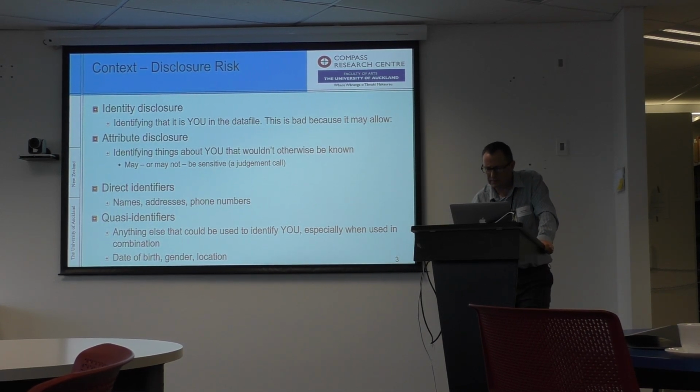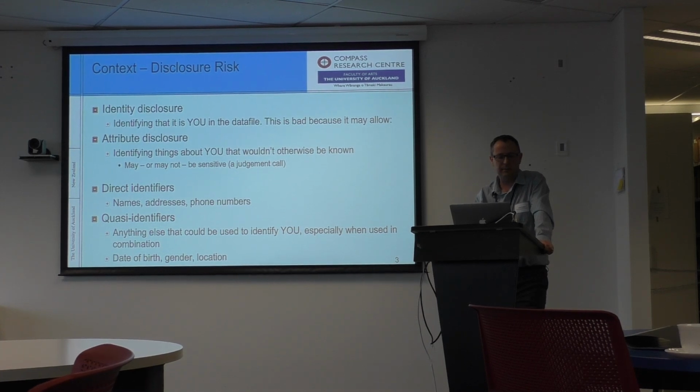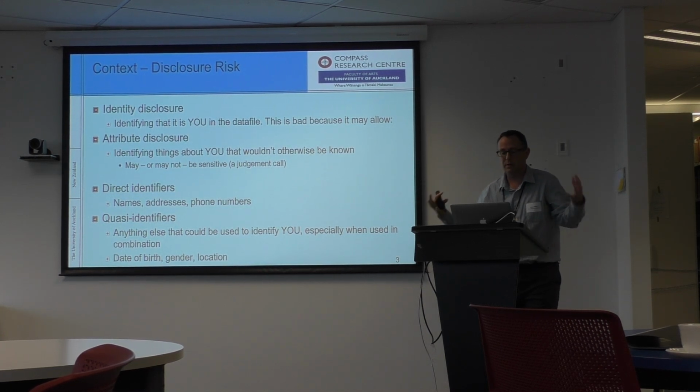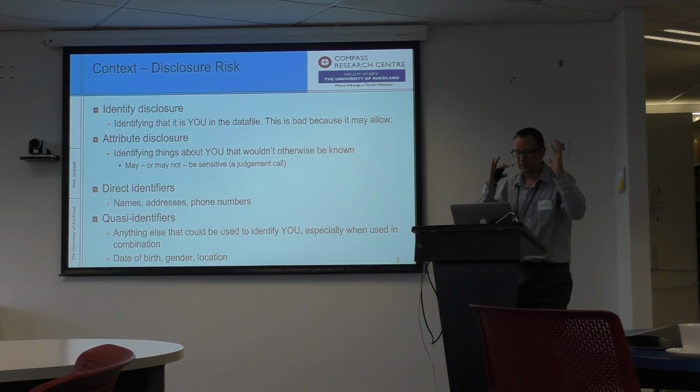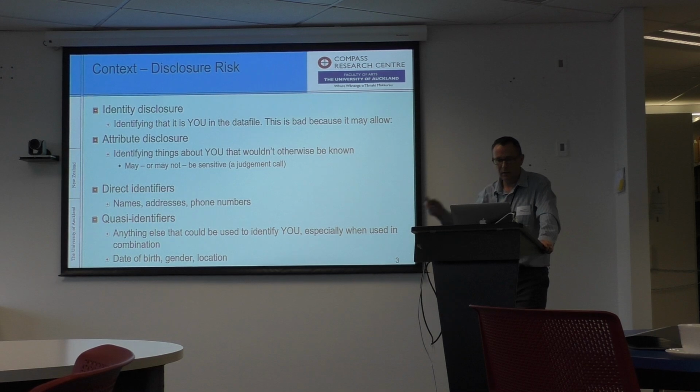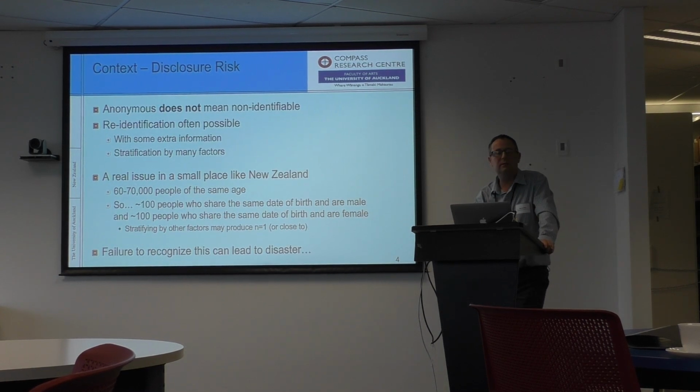I think I do get onto this in the next slide, so maybe I won't foreshadow that. But if you've got date of birth, gender, location, in New Zealand certainly, you can probably identify a person. And there's various other things that once you cross-tabulate them, you can identify a person. Or if you bring in some extra information from outside. Point is, anonymous does not mean non-identifiable. Just because you've anonymized the data set and stripped off all the direct identifiers doesn't mean that you cannot identify people in that data set if you are of a mind to.